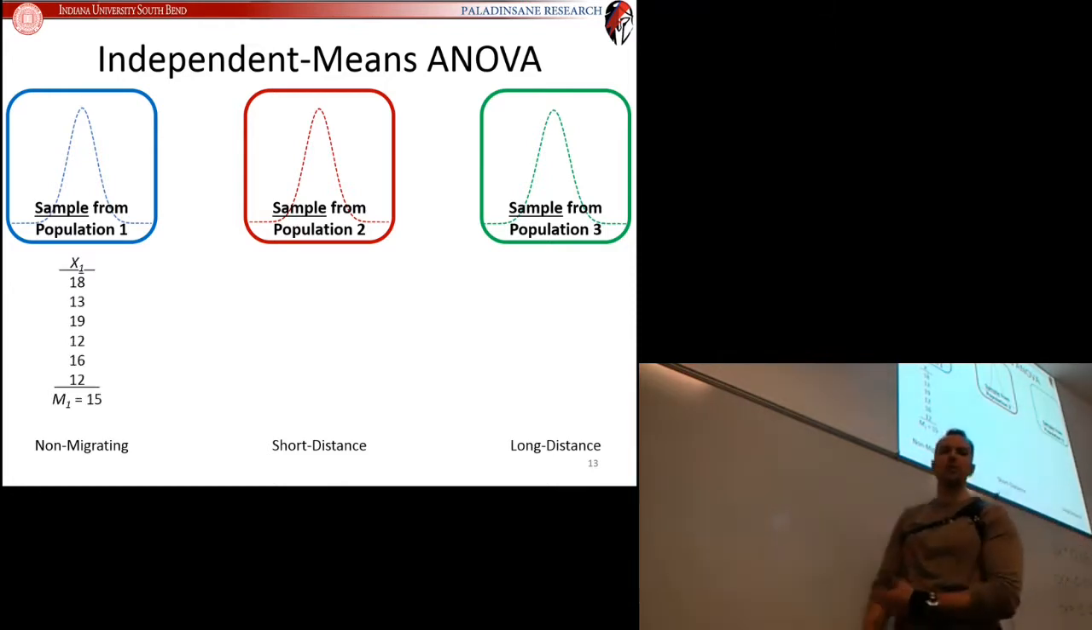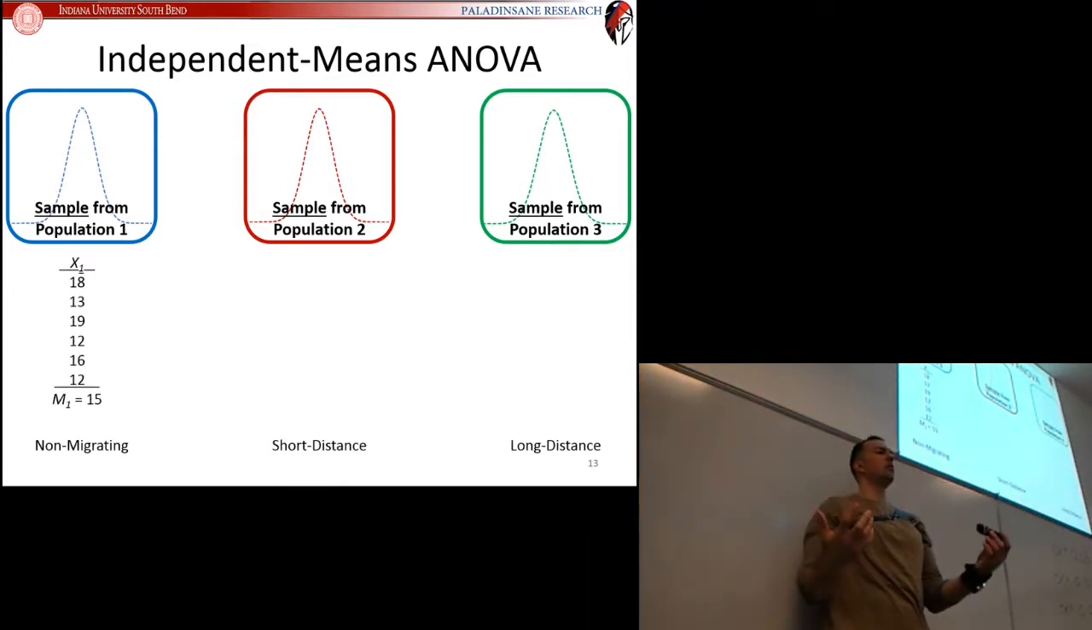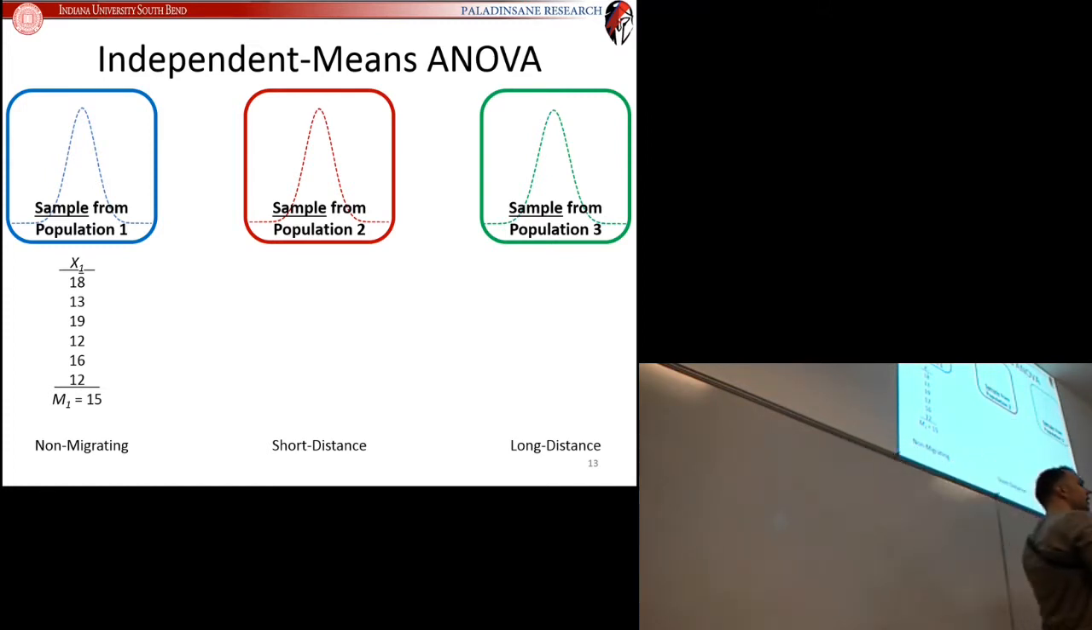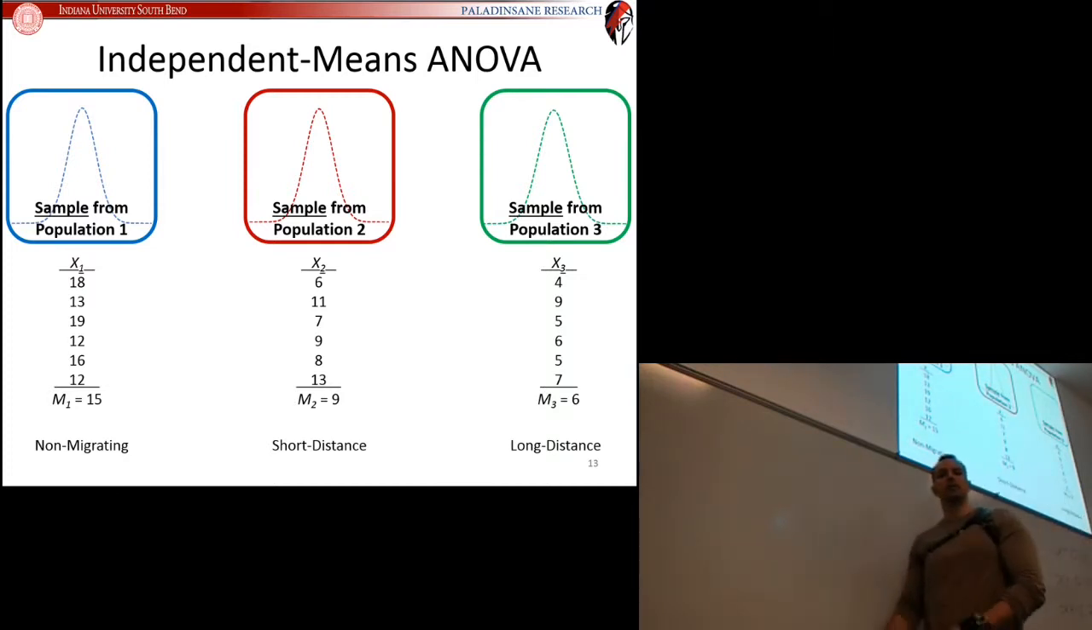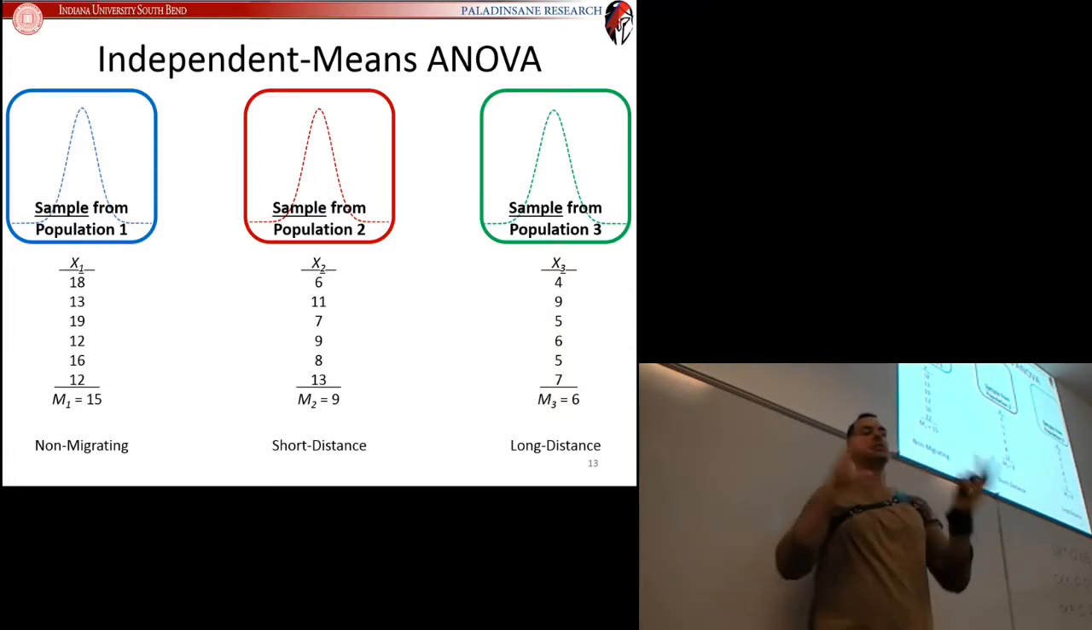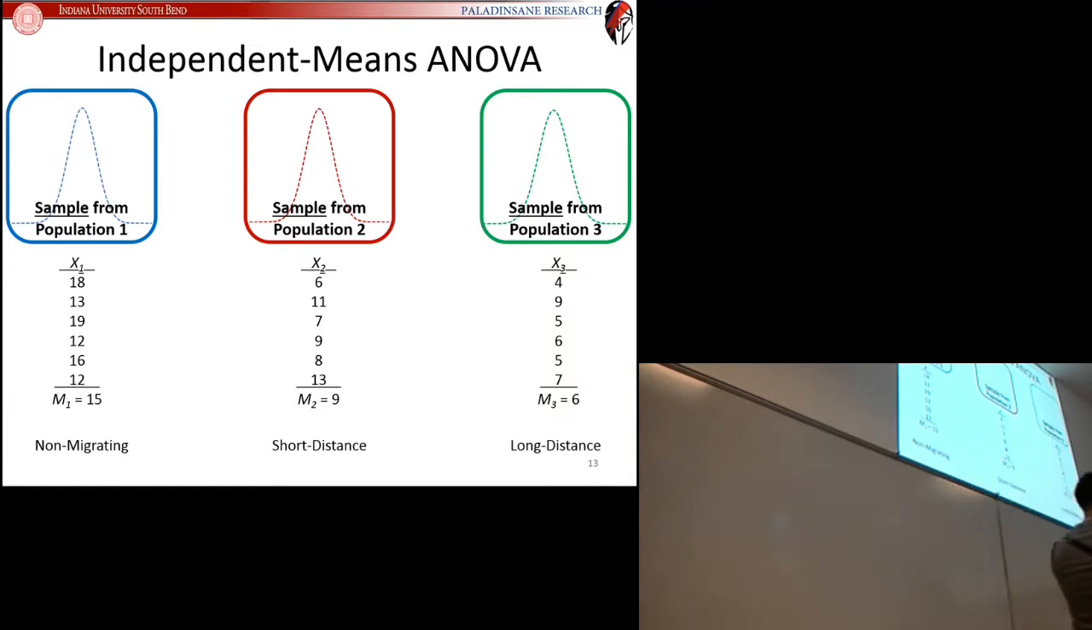And for the non-migrating birds, there are their relative brain sizes. Larger numbers mean higher proportion of brain size to body size. Here are the numbers for the short distance migrating birds, and then here are the numbers for the long distance migrating birds. There's our data, and we're asking ourselves, based on those samples, are there actual differences between the populations of birds? Does the population of non-migrating birds actually have bigger brains than short distance, and do short distance have bigger brains than long distance migrating birds?